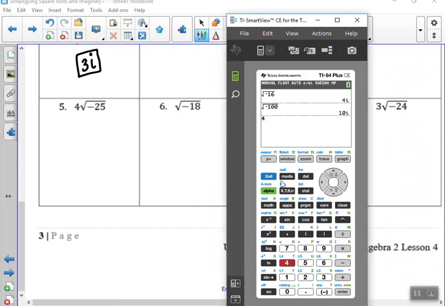What about if I put 4 square root of -25 in here? What do I get? 20I. You better have the I in there. 20I.